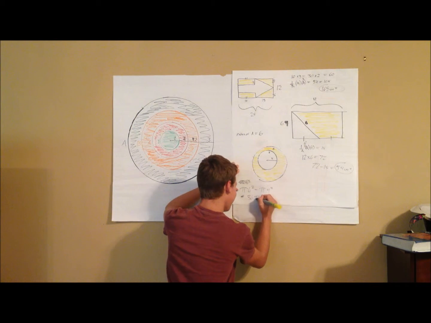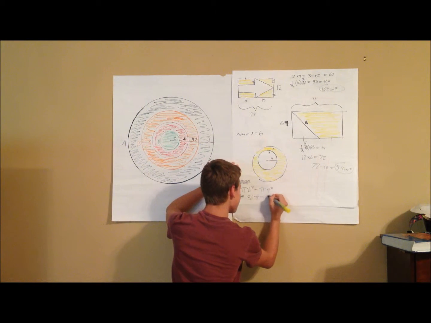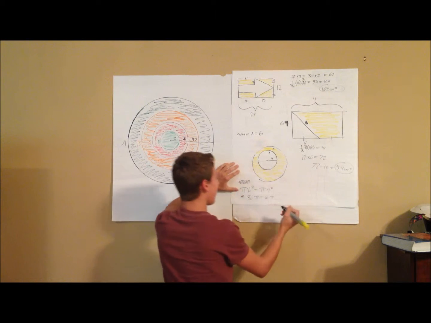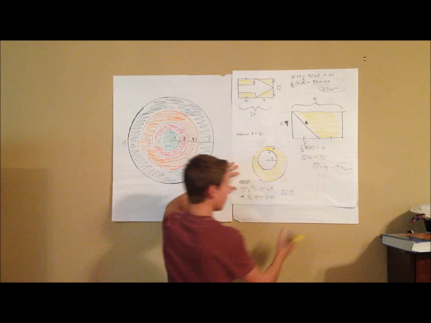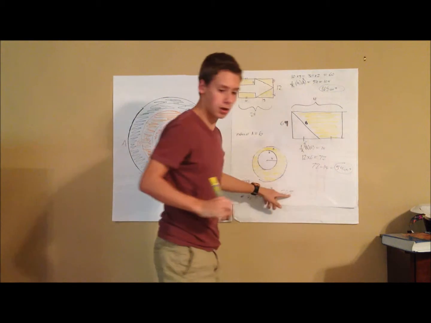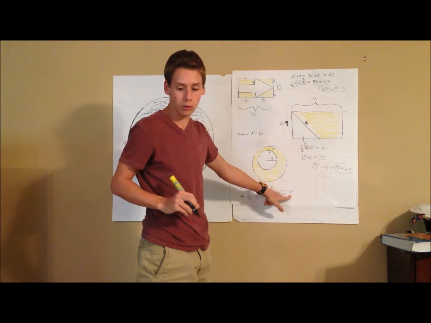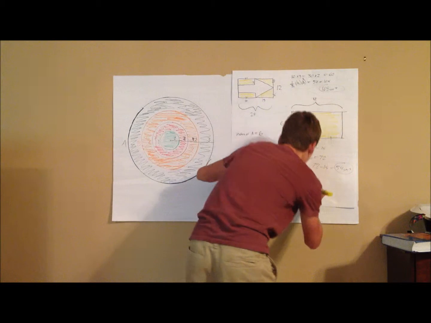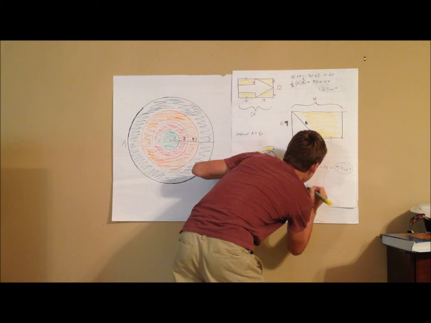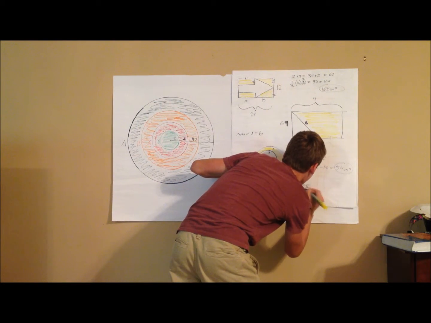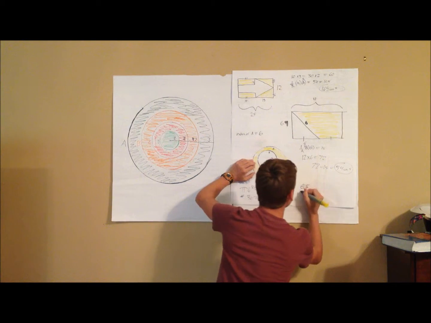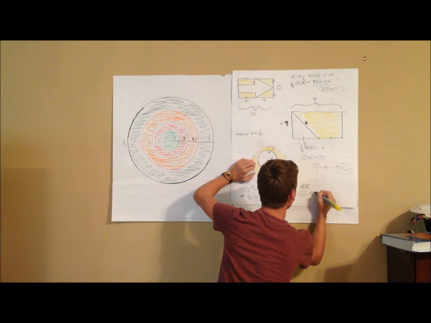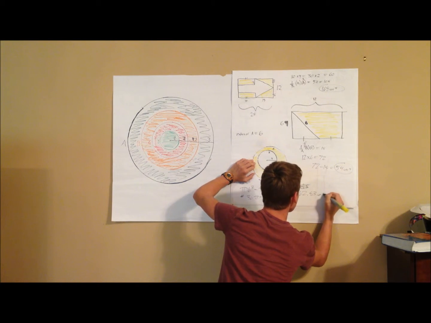36 pi minus 16 pi. And you get 20 pi. And then you multiply 20 times pi, or 3.14, and you get 62.8. You get 62.83 units squared.